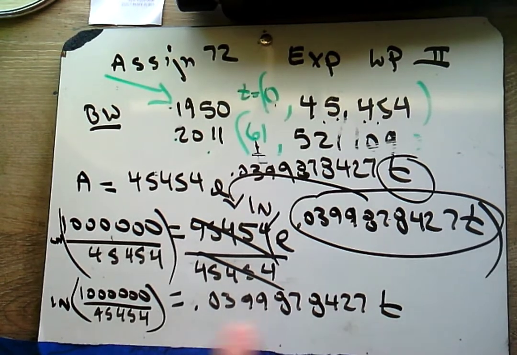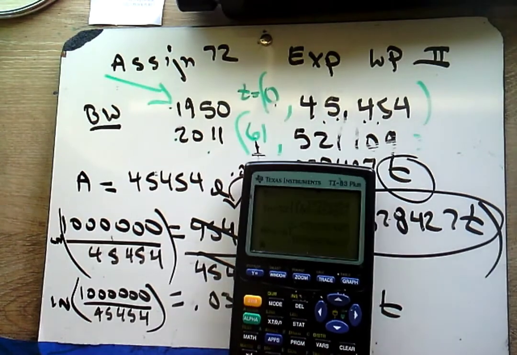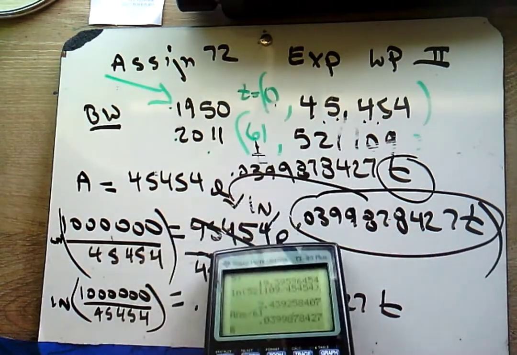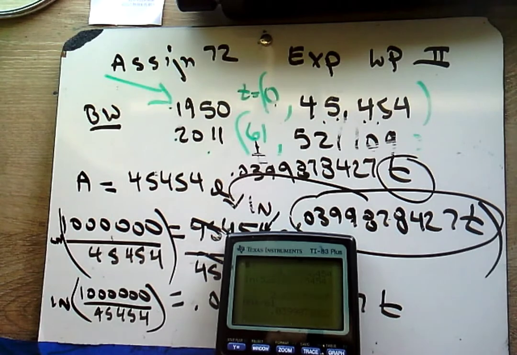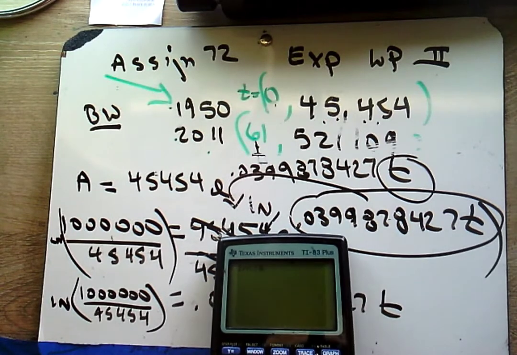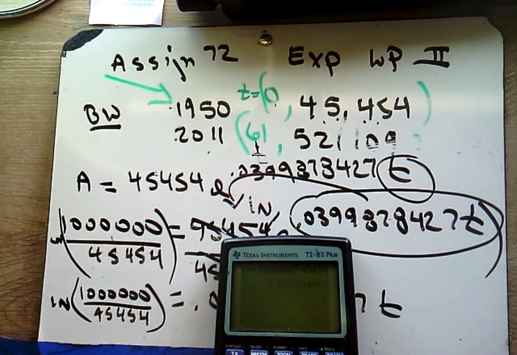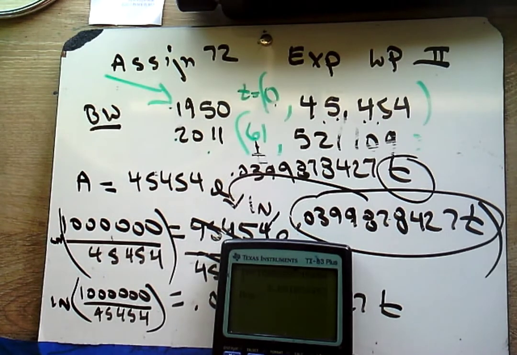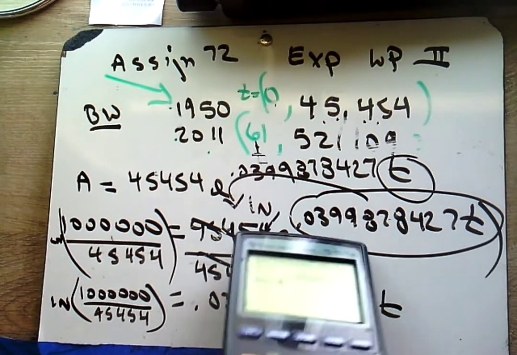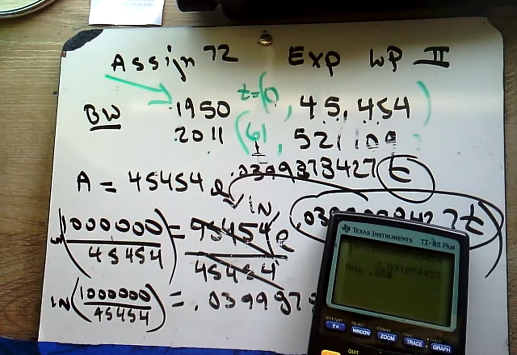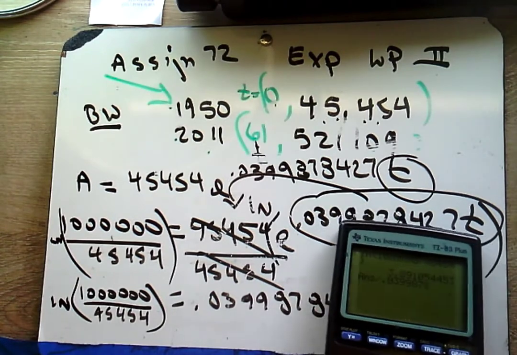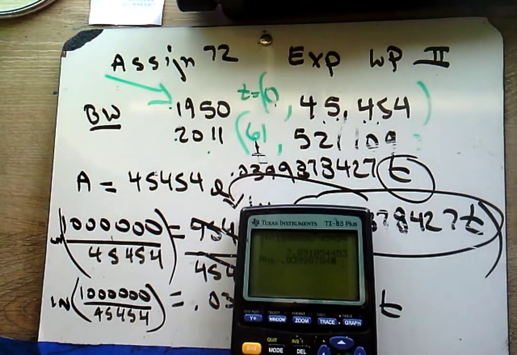So I'm going to have to divide both sides by this rate. Well, let's see what we get on our calculator. On my calculator, I get ln of 1 million divided by 45454. And then I want to divide that number by our rate. And our rate was 0.03998788427.